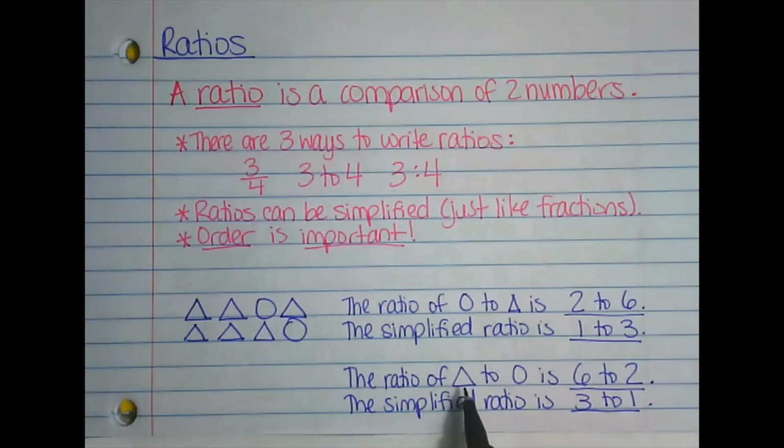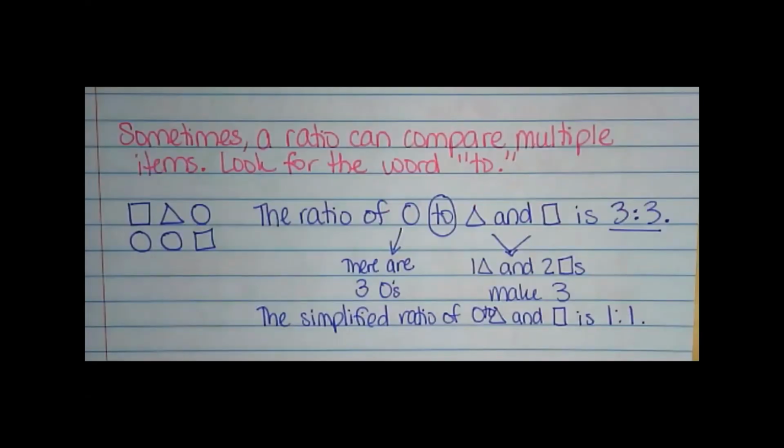Alright, now if I reverse the order and ask for the ratio of triangles to circles, well then the number of triangles would come first, so that was 6. And the number of circles would come second, so 6 to 2. And again, we can simplify that, and that would simplify to 3 to 1. Okay, so again, perhaps the most important thing about writing a ratio is to make sure that you have it in the correct order. Now, there will be times when a ratio can compare multiple items, more than 2.